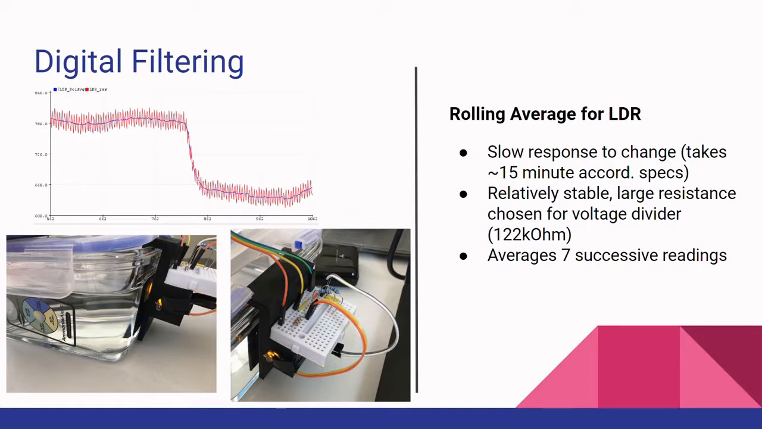We've also created our own voltage divider circuit, just because we ran out of analog pins on the board, and we had to separate the LDR from the sensor board itself. We've chosen quite a large resistance so that we can maximize the voltage difference between the yellow reading and the blue reading, which also gives us a more stable sensor reading. And we take the average of 7 successive readings of the LDR.